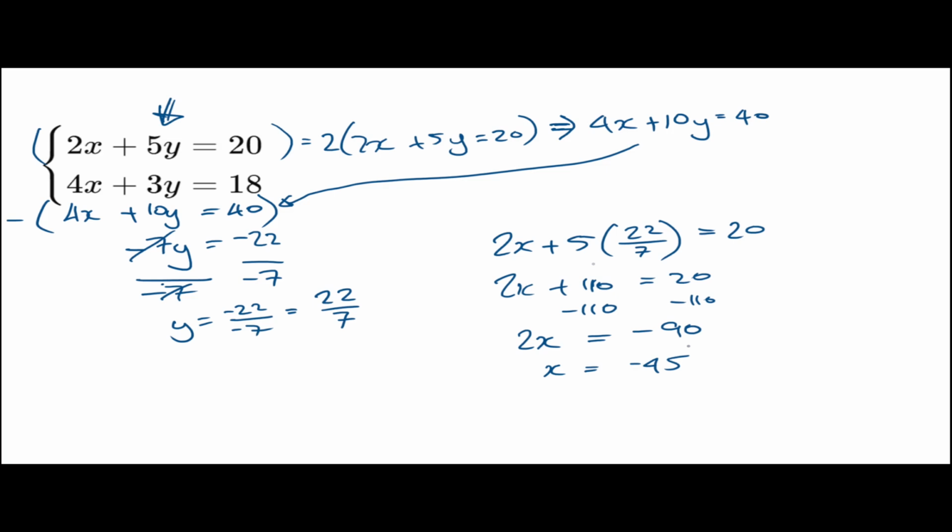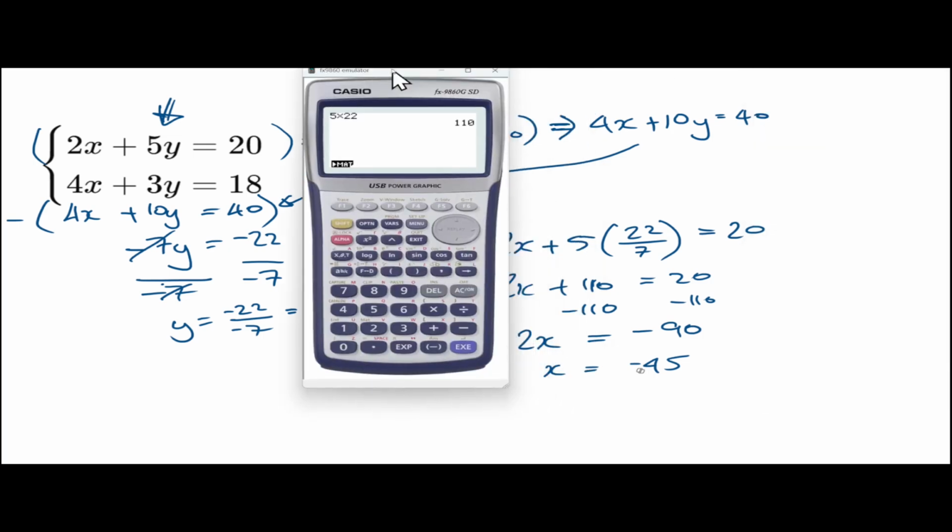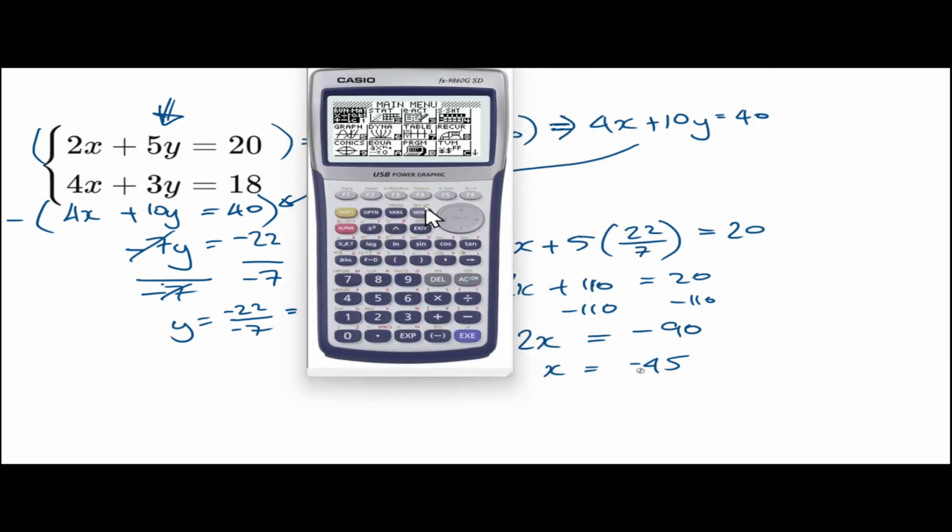Yes, must be right. Let's test it. Is that right? Does seem a bit on the big side. 2, 5, 20. Oh, over 7. Yes, I see where I went wrong.